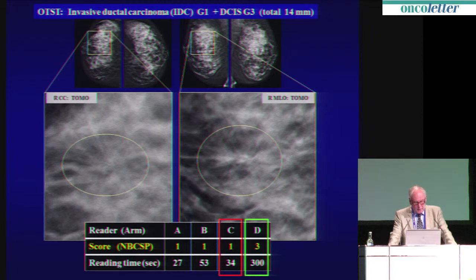I show you one case from our Oslo trial. This cancer was missed by both readers having only 2D and missed by one reader having tomo, but picked up by the other reader having tomo. You see the interpretation time, 300 seconds spent by the radiologist having arm D that day. These readers spent 34 seconds for that case. Of course, it is a bad job. It is just too fast reading. You cannot go through this hanging protocol in 34 seconds. So this is obviously a perception error due to too fast reading.